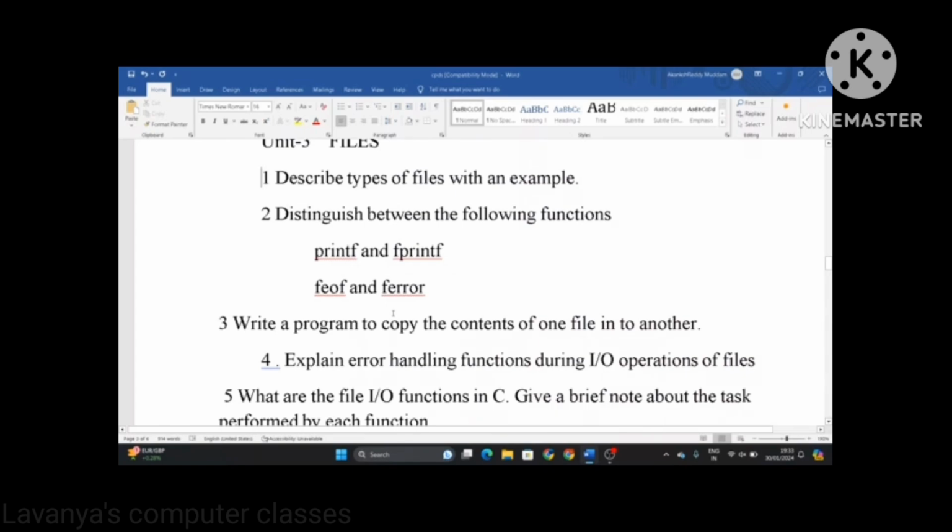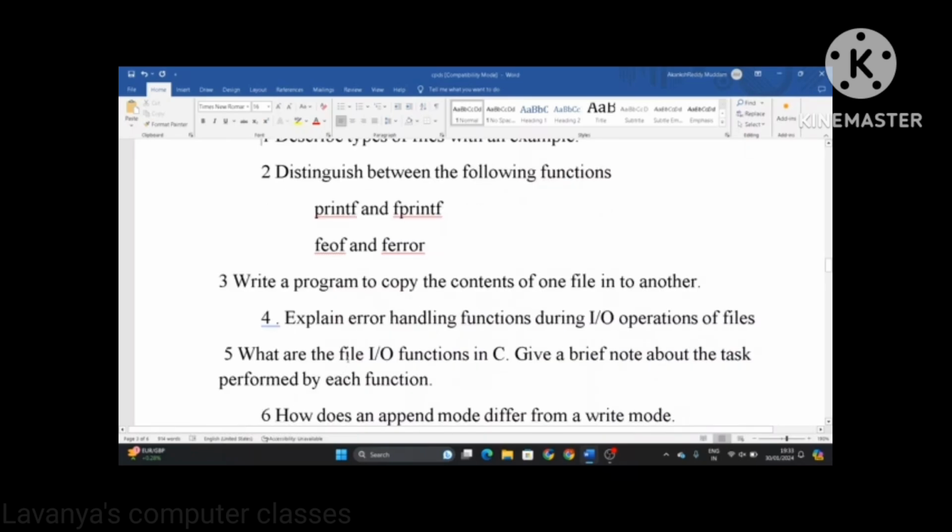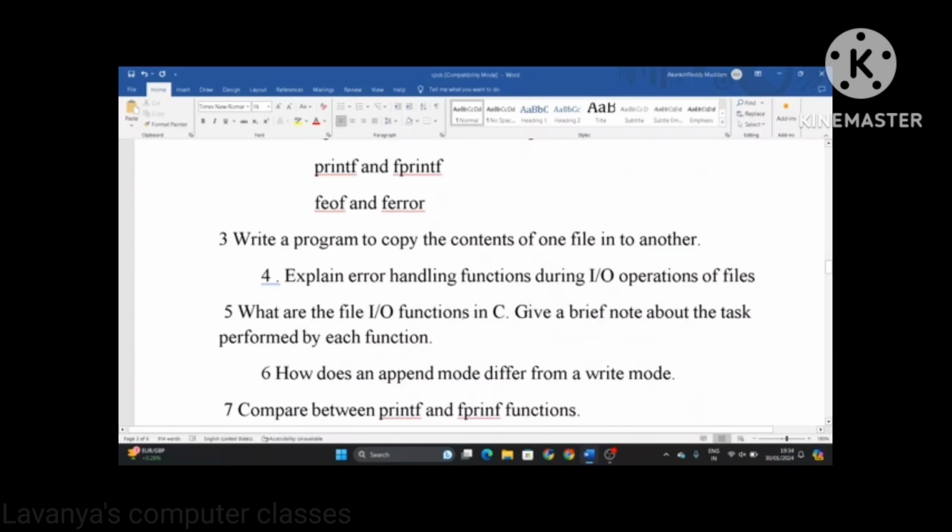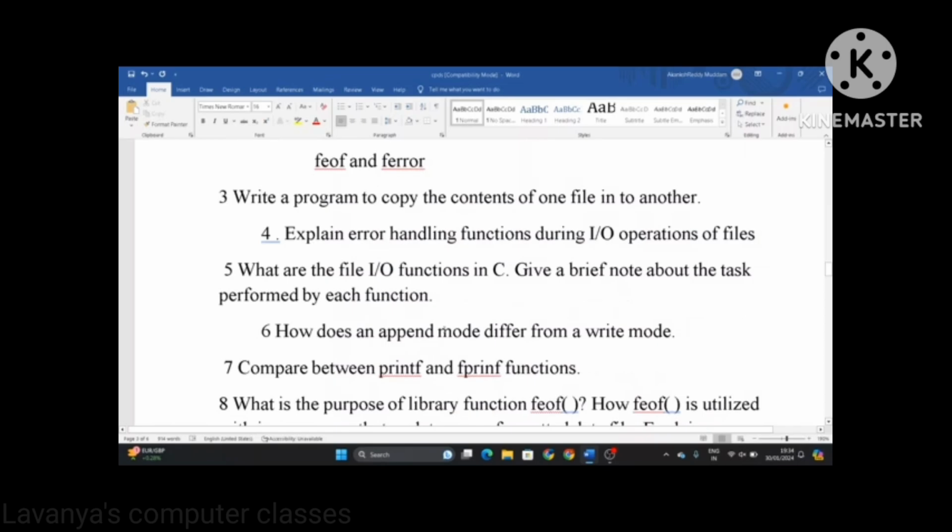Very, very important program. Next question is explain error handling functions during I/O operations of files. What are the file I/O functions in C language? Give a brief note about the task performed by each function. How does an append mode differ from a write mode?